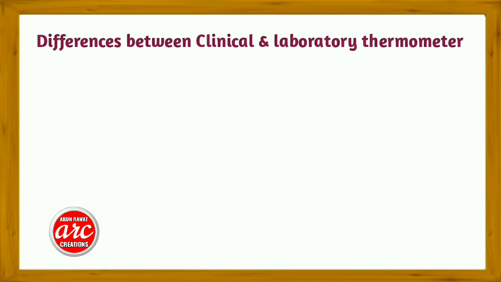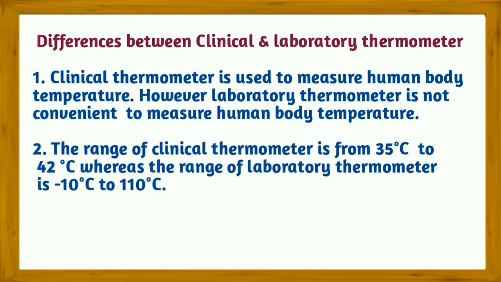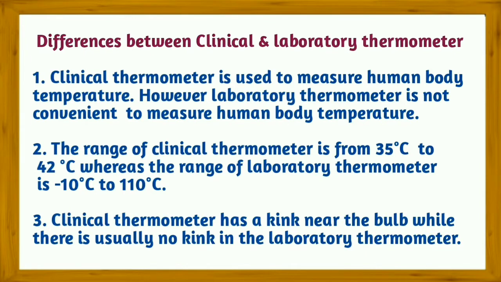Differences between clinical and laboratory thermometer. Number 1. Clinical thermometer is used to measure human body temperature. However, lab thermometer is not convenient to measure human body temperature. Number 2. The range of clinical thermometer is from 35 degrees Celsius to 42 degrees Celsius, whereas the range of lab thermometer is -10 degrees Celsius to 110 degrees Celsius. Number 3. Clinical thermometer has a kink near the bulb, while there is usually no kink in the lab thermometer.